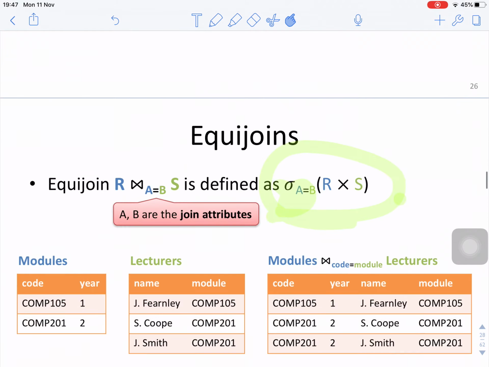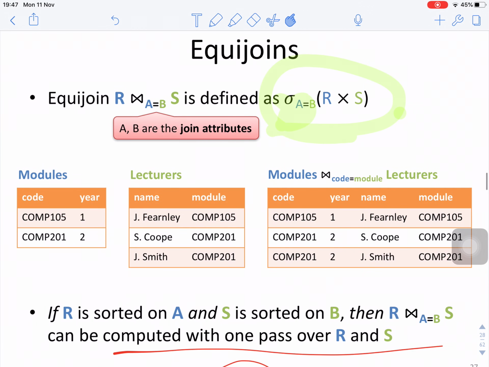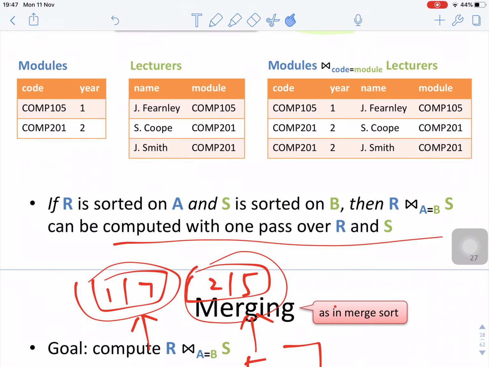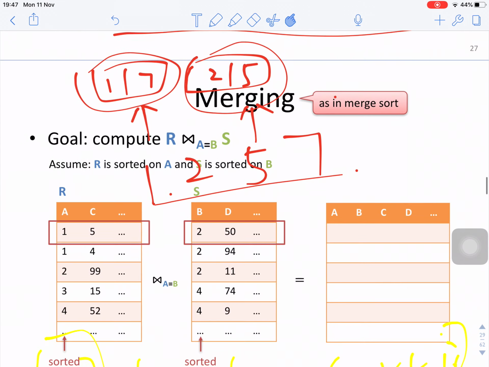So can we do faster? Yes. We have the equal join, where R equal join S is defined as selecting A equals B from R times S. If R is sorted on A and S is sorted on B, then R equal join S can be computed as one pass through R and S.